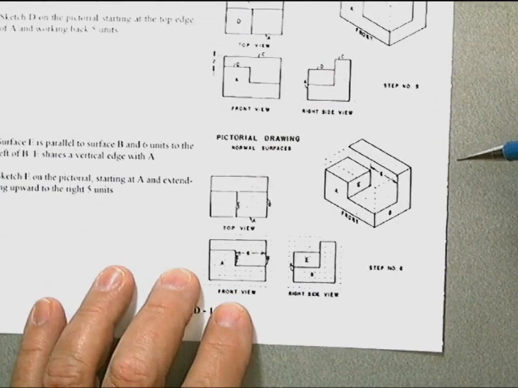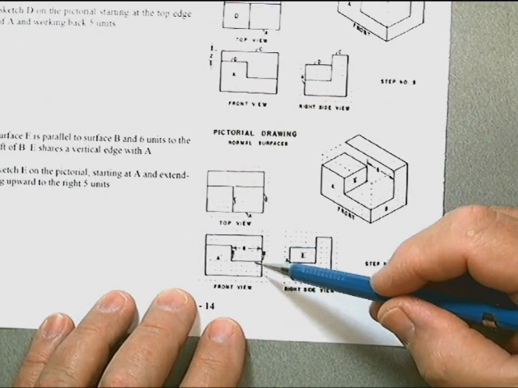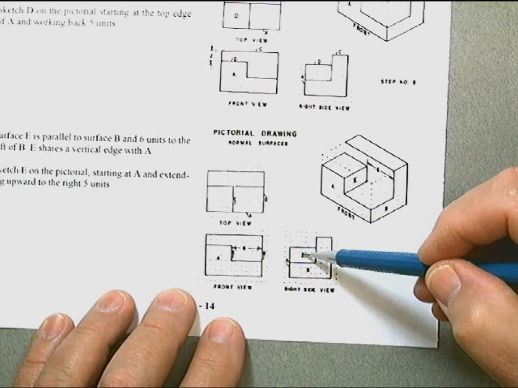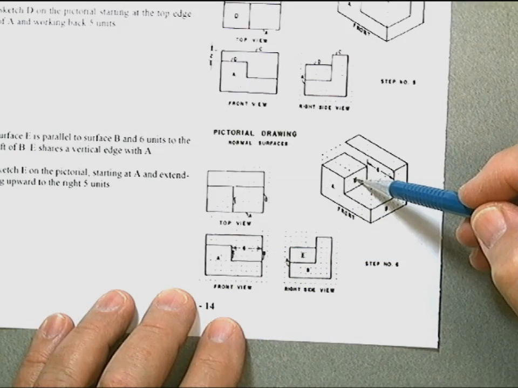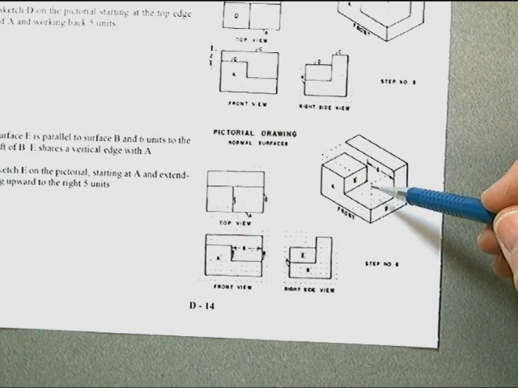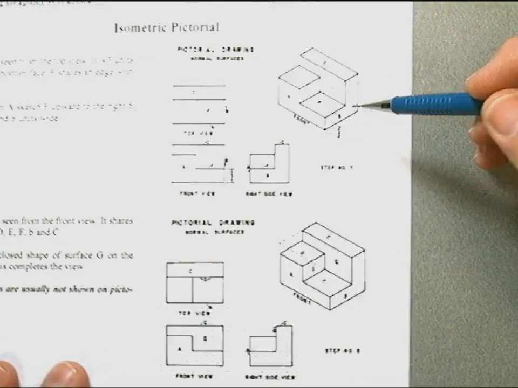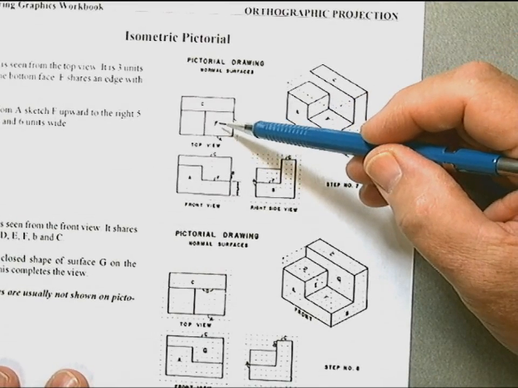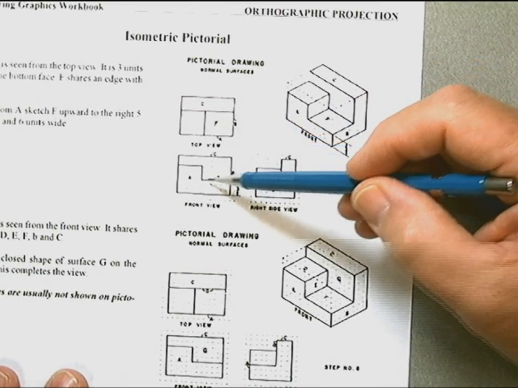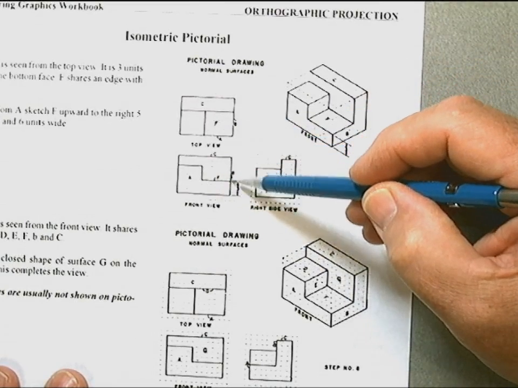Finding normal surfaces is relatively easy to do. We follow this through. Here we're finding E. We sketch in E. Sketching in the height, and the depth is already shown to us. Here, we're in the process of locating F. F matches up with this edge, so that gives us the width and the height.